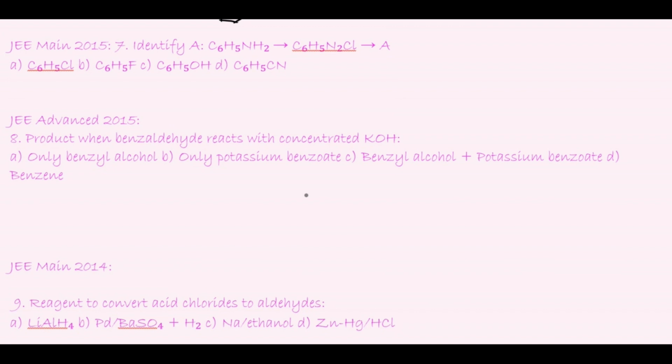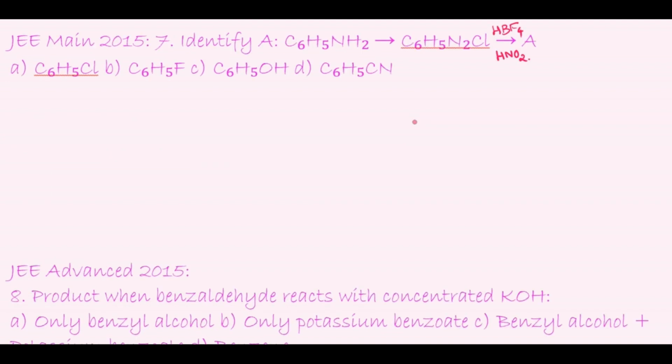Okay, identify A. Amine is giving diazonium salt, and that is giving A. See this reaction, identify A. Amine is giving you diazonium salt and that is giving you A. So find the A. Here you can see that is the Balz-Schiemann reaction, which will give you fluorobenzene, right? So the reaction is important. Balz-Schiemann means obviously you can say fluorobenzene is the product.